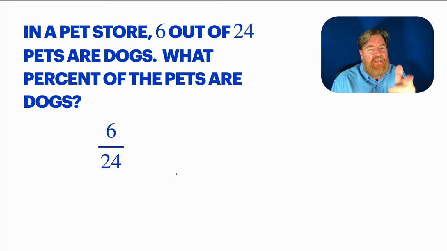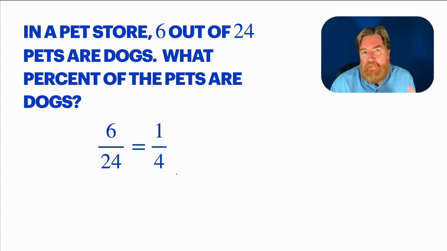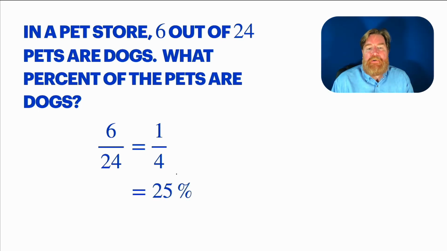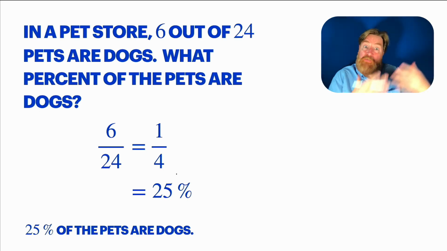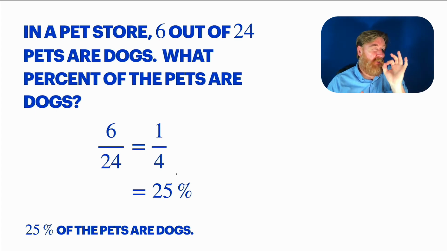First things first, 6/24, that's just 1/4, right? You simplify that by factoring out the 6 from top and bottom. And 1/4, that's a famous percent. We know that one. That's 25%. So what that means is 25% of the pets are dogs. All right. So when they asked for a fraction, we gave them the fraction. When they asked for a percent, we've got to make sure that we're giving them a fraction in hundredths, or a percent.